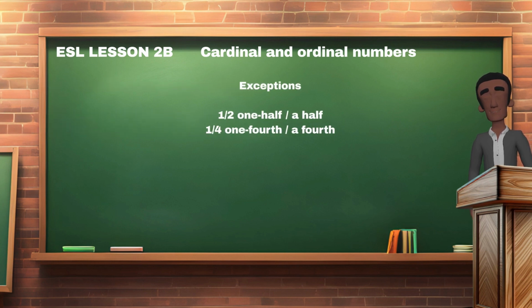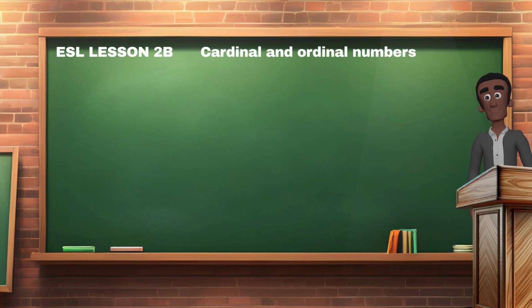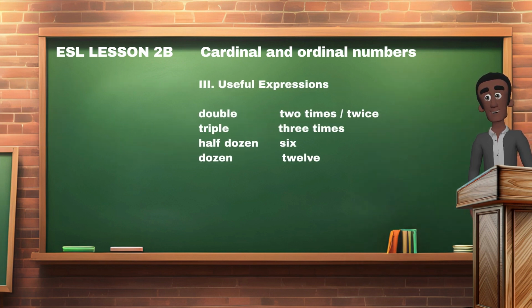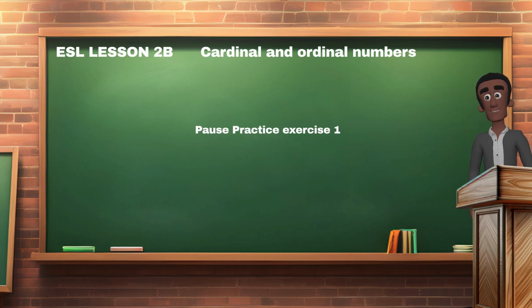Exceptions. 1/2 or a half. 1/4 or a fourth. Useful expressions. Double: 2 times or twice. Triple: 3 times. Half dozen: 6. Dozen: 12. Pause, practice exercise 1.